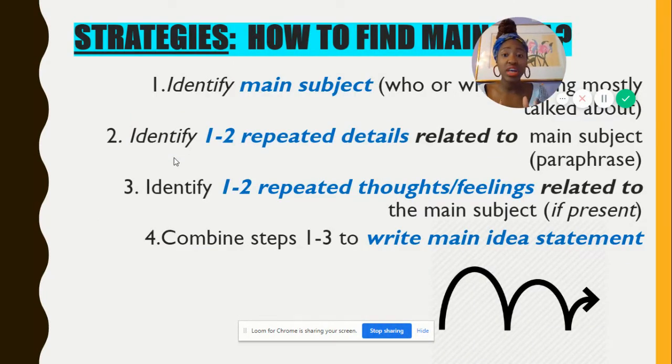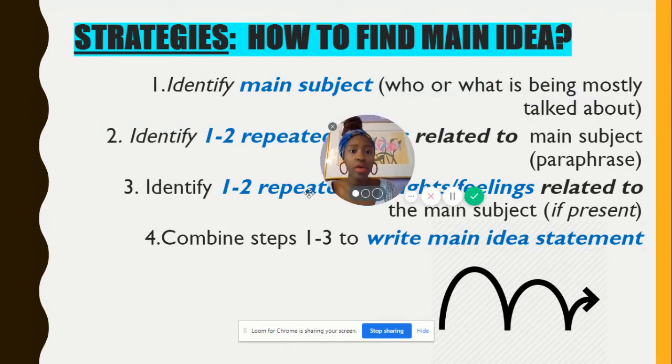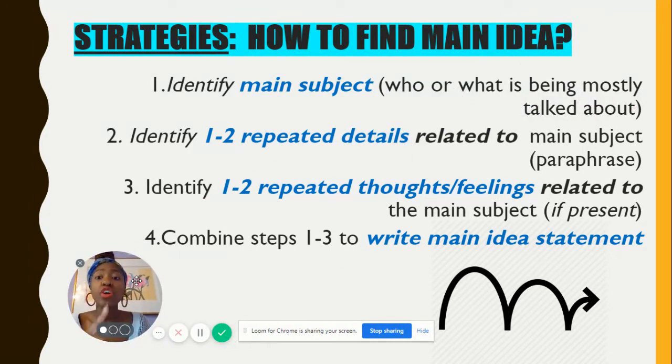So now what are strategies that we need to take in order to find the main idea? Well, I am glad you asked. Number one, first you need to identify what is the main subject. Who or what is mostly being talked about? Now notice how I said who or what. In your story, sometimes it might be a person. Other times it could be a thing, such as a company. It can talk about a particular land. It can talk about a particular object or a specific thing. So don't get stuck on a lot of your text being about people. It's about who or what. Think about your noun: person, place, or thing.